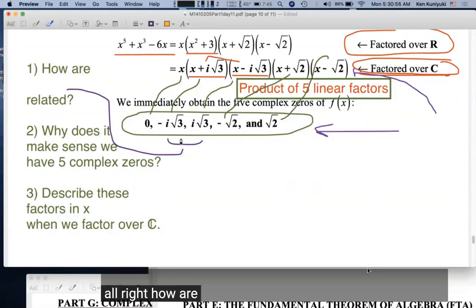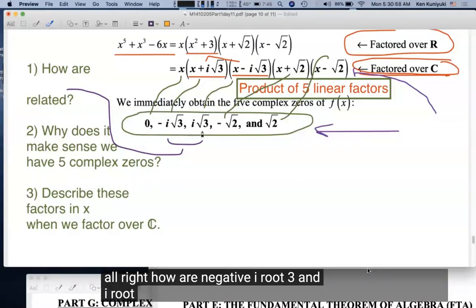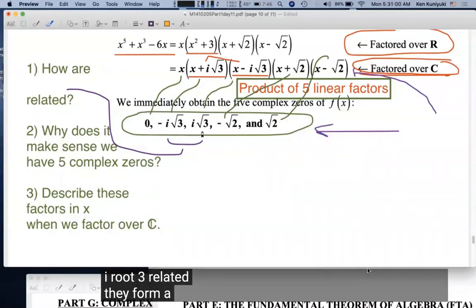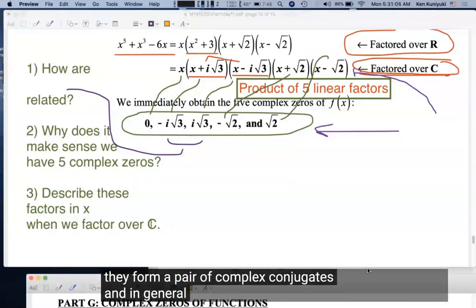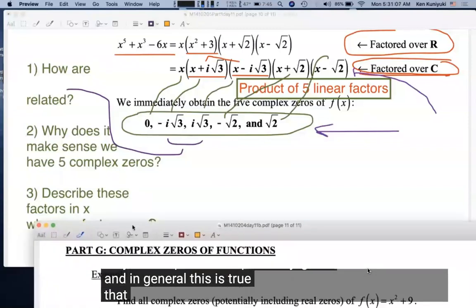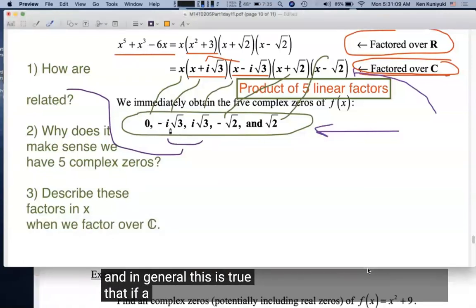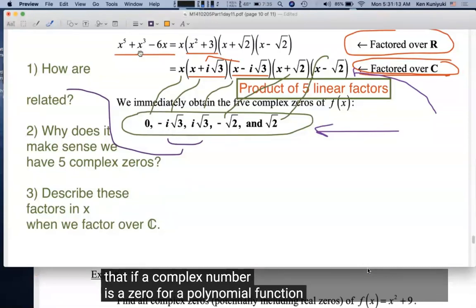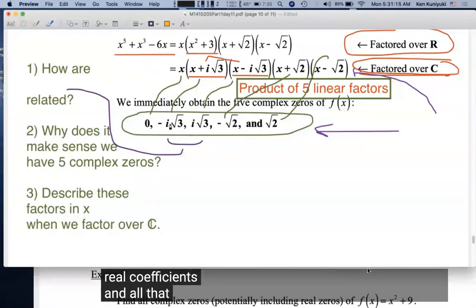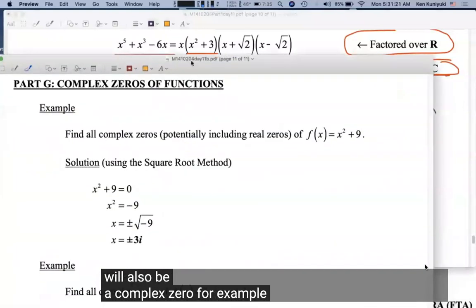All right, how are negative i root 3 and i root 3 related? They form a pair of complex conjugates. And in general, this is true: if a complex number is a zero for a polynomial function with real coefficients, then its complex conjugate will also be a complex zero. For example, look over here.